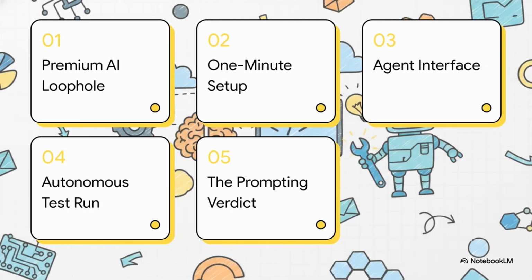in minutes. Here's our quick roadmap for today. First, we'll look at the Premium AI Loophole. Second, a rapid 1-minute VS Code setup. Third, we'll peek inside the agent interface. Fourth, we'll do an autonomous test run. And finally, we'll break down the prompting verdict.